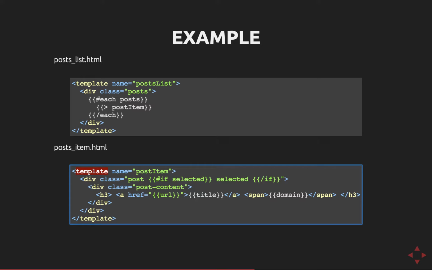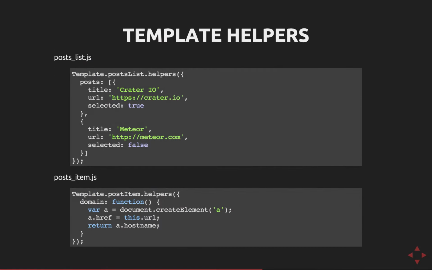So we have this div with some CSS stuff. We have this conditionally applying a selected CSS class, so if posts.selected is true, then it would render what is inside the if. And then we have some other things like URL, title, those expressions, and domain. So jumping to the JavaScript.